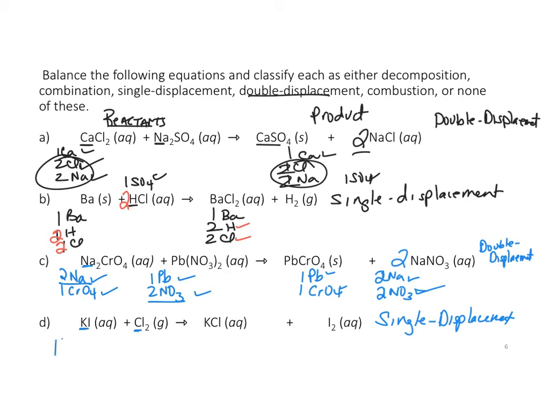So here we have 1 K, 1 I, and 2 Cls. Here we have 1 K, 2 I's, and 1 Cl. So potassium's okay, iodide is not. Put a big 2 there, and now we have 2 potassium and 2 iodide. We're going to have to put a 2 in front of this one to get 2 potassium, and now we have 2 chlorine, and now you see that they all work out.